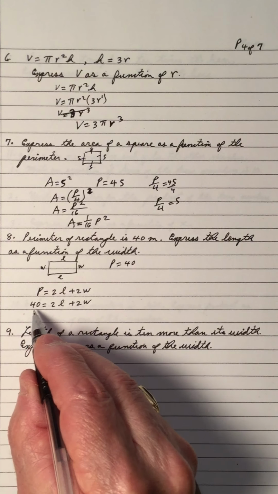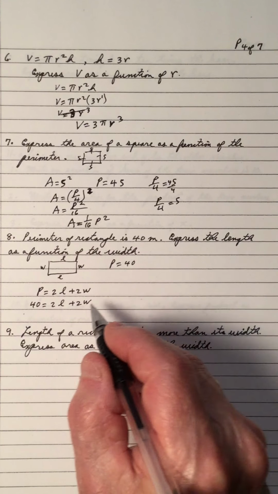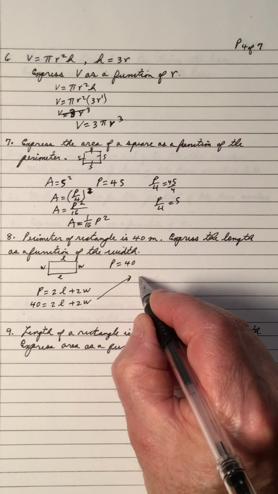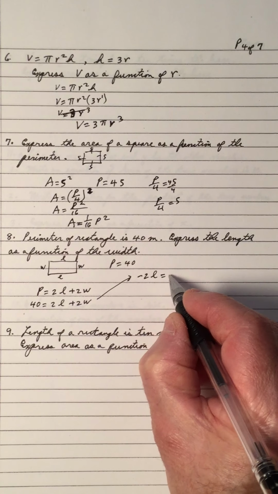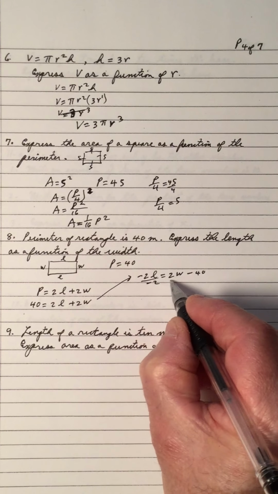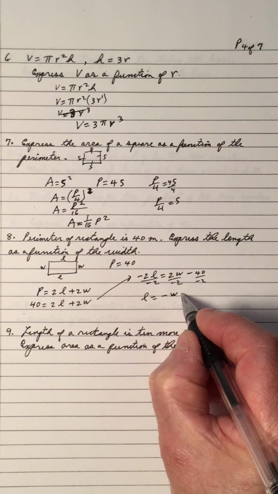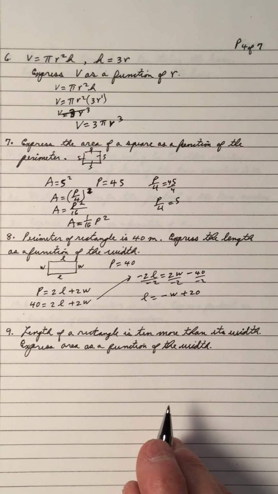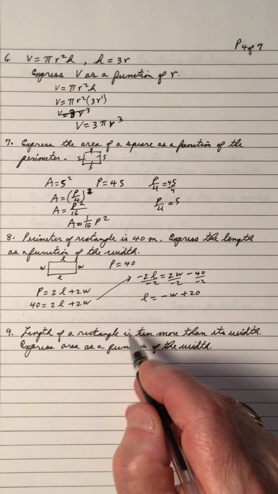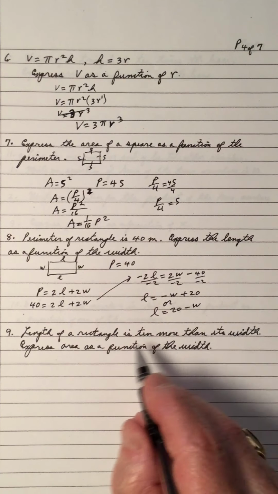And now we have 40 equals 2L plus 2W. We want to express the length as a function of the width. So we want to take this equation and solve it for L. So negative 2L equals 2W minus 40. And I divide by negative 2. So L equals negative W plus 20. And now you have the length as a function of the width. Or you could have L equals 20 minus W.